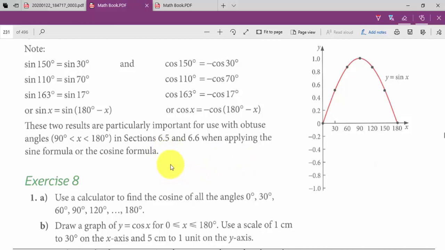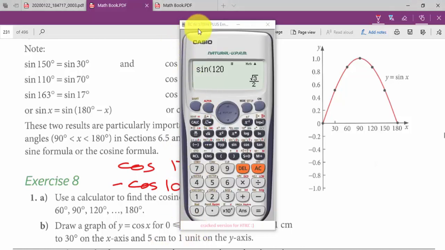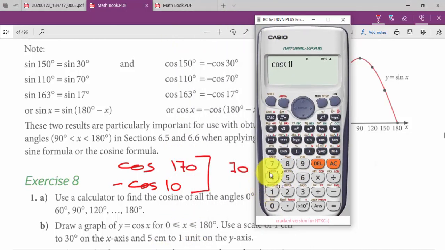For example, if we subtract 10 from 180, it will be 170, and the other one is 10. These two angles together add up to 180. So cosine of this angle is equal to negative cosine of 10. So let's use the calculator to check this answer. Cosine of 170 is equal to negative 0.9848.